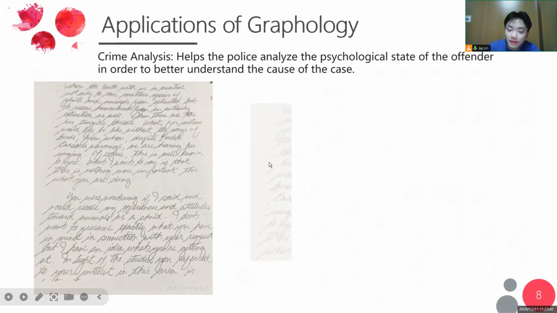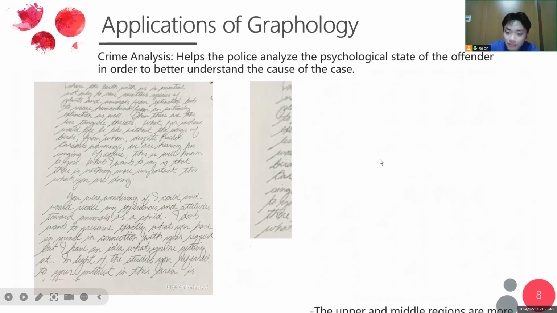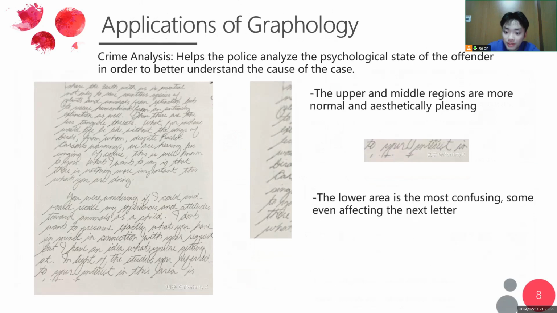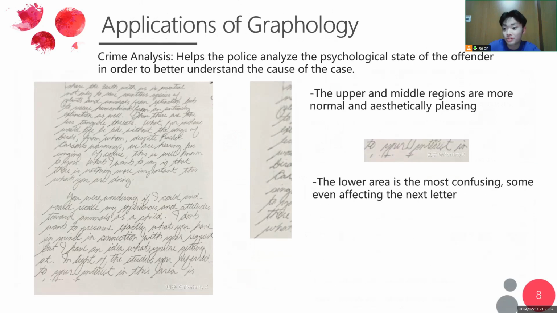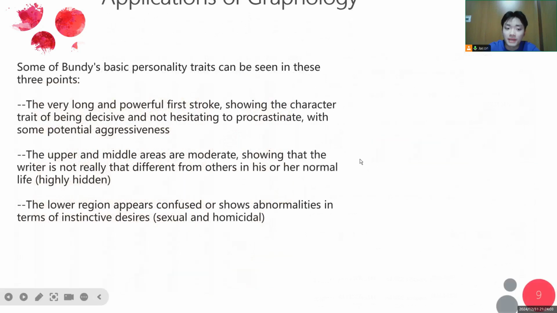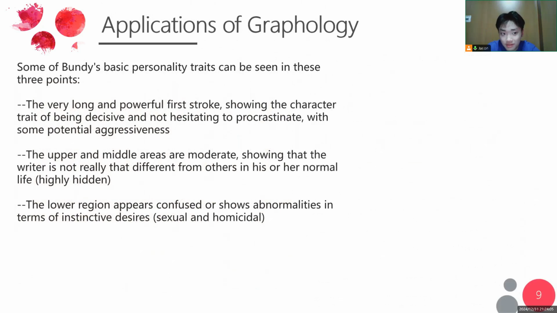Okay, and you can see from his handwriting, I got a screen cap here. The upper and middle regions are more normal and aesthetically pleasing, but in the lower region, we can see that it's most confusing, some even affecting the next letter. So some of the basic personality traits can be seen in these three points.